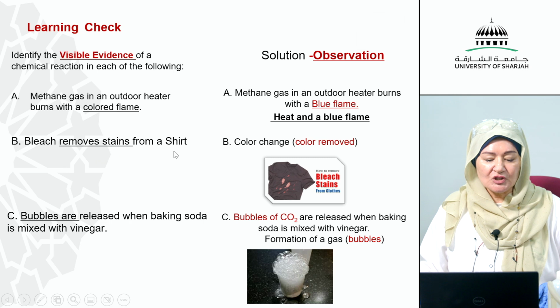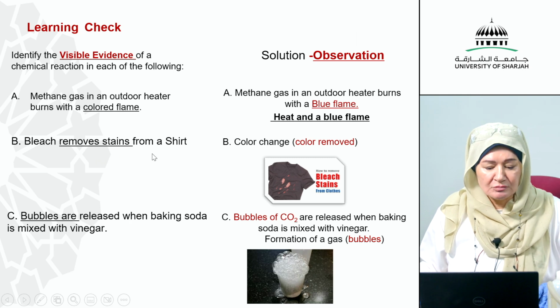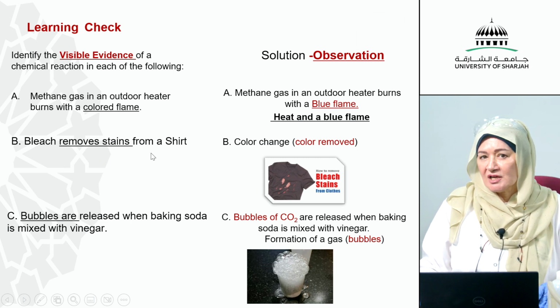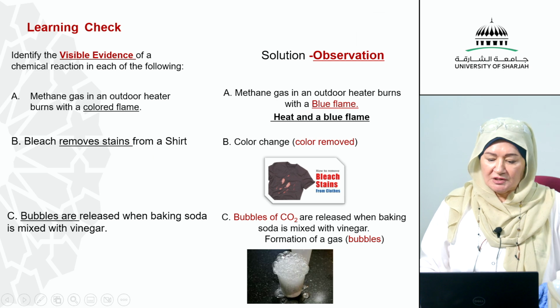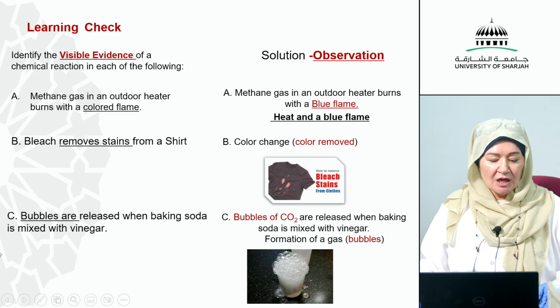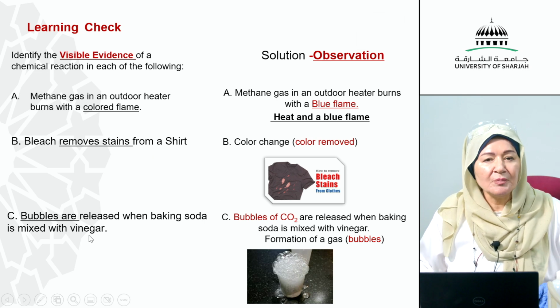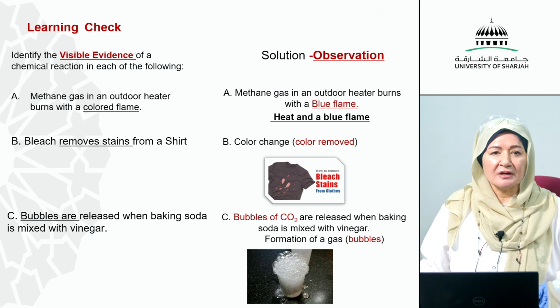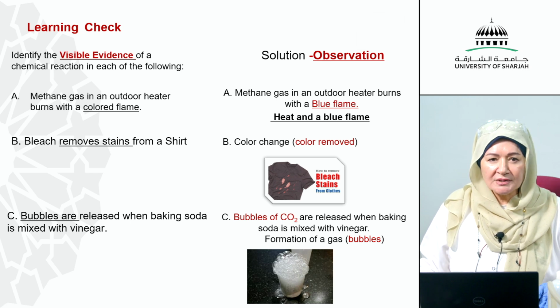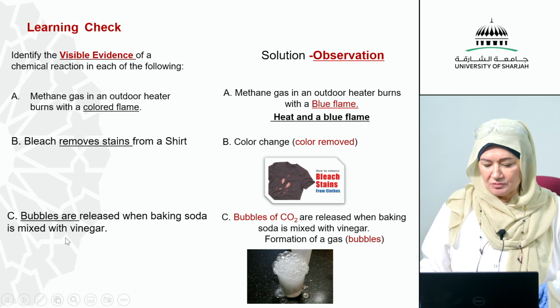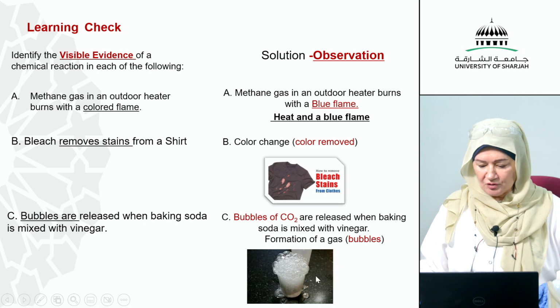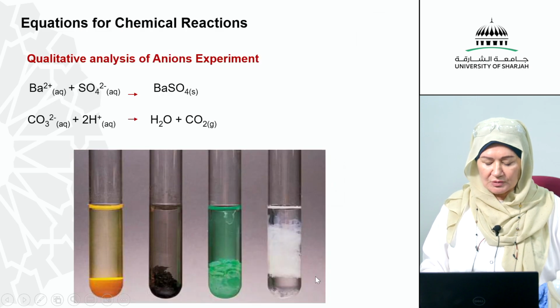Whereas, for example, the shirt has been bleached. Therefore, there is a change in color. It has been bleached. This is the observation that you see. Whereas, whenever you put baking soda into vinegar, you will get what? Carbon dioxide as bubbles. And you can see it here in the picture. You have it as bubbles.